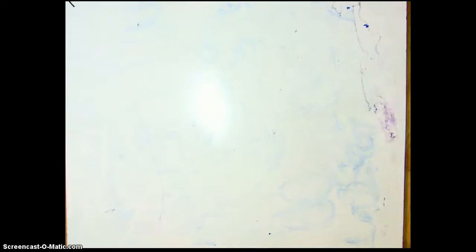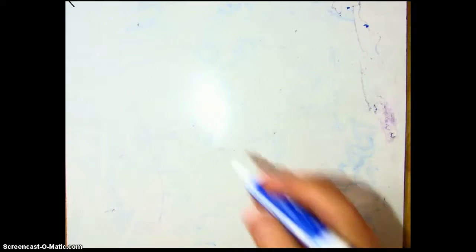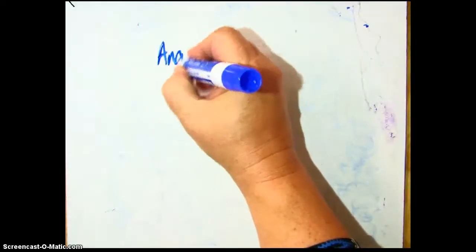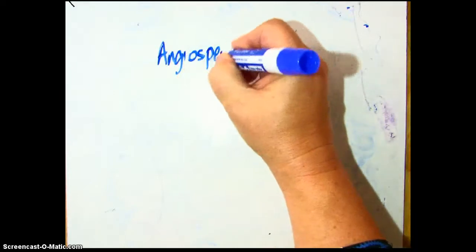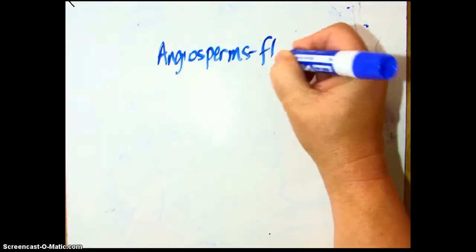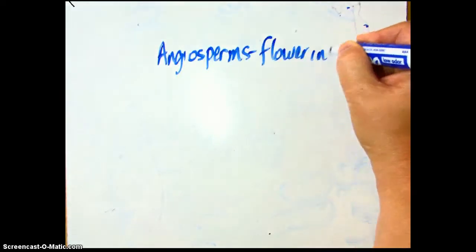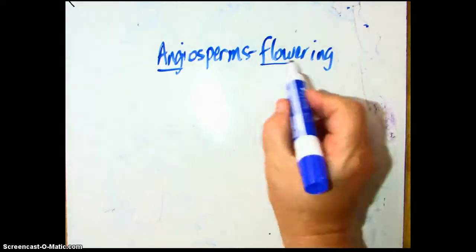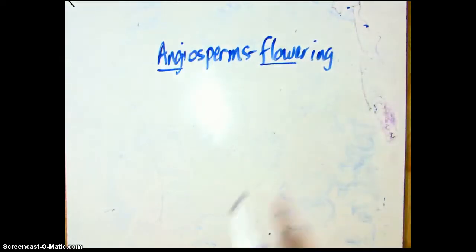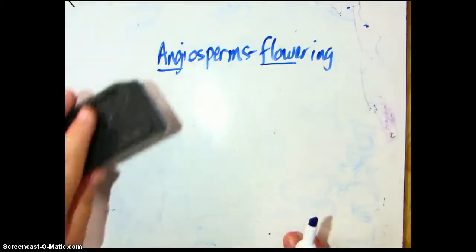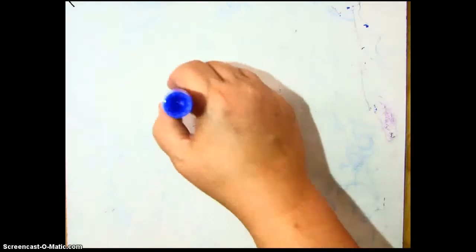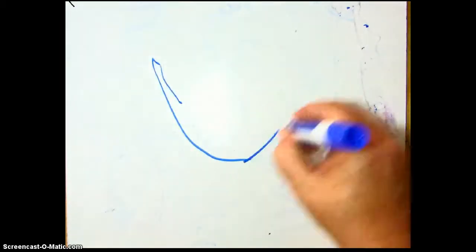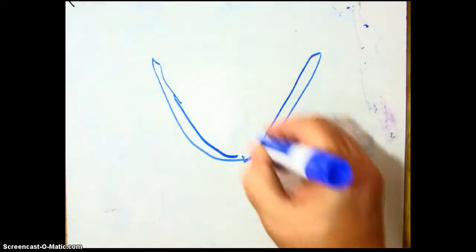Okay, so I'm just going to review angiosperms, and don't forget angiosperms are the flowering plants. The way you're going to remember that is Angie is a girl and girls like flowers, okay? So angiosperms are the flowering plants and gymnosperms are the cone plants, like the pine cones and things like that. Okay, so the reason that a plant produces a flower is for reproduction.